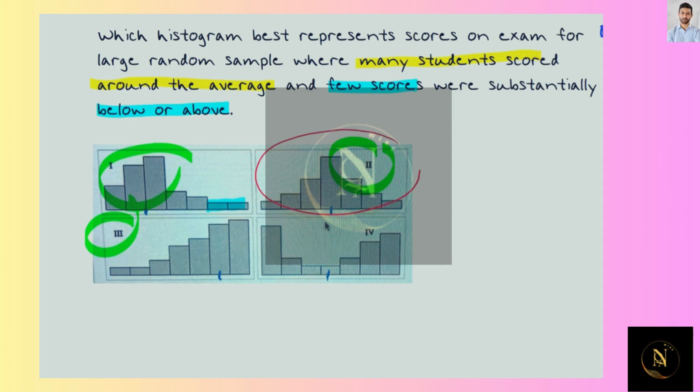It's only the second distribution that has both a lot of scores near the mean and few scores below the mean and few scores above the mean. So it is distribution 2, which has many scores around the average and few that were substantially below or above.